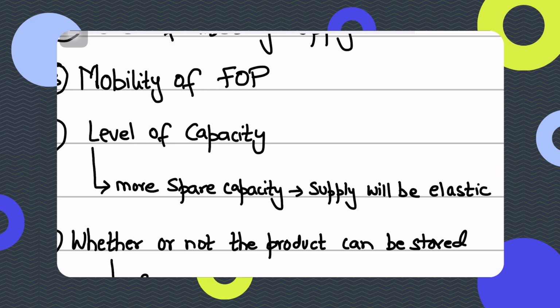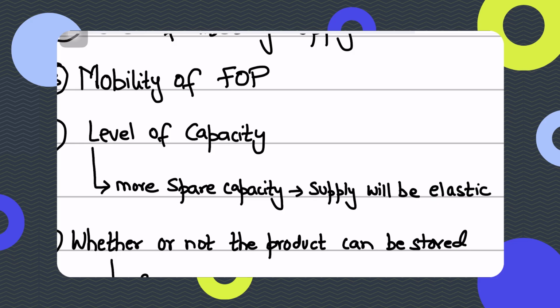Anyways, coming back to the level of capacity factor, what we're saying is that if most of the factors of production are in use, if firms are working at full capacity, it will be difficult to increase production, and it will restrict any increase in supply, making the supply inelastic.